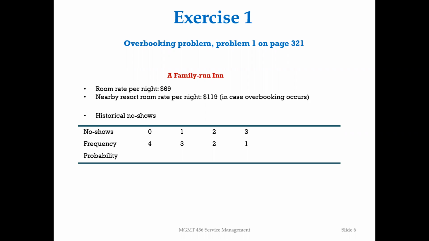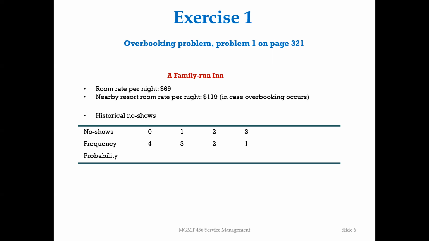Again, it's a hotel. It's a family-run hotel, and the room rate per night is $69. A nearby resort's room rate per night is $119. When a customer books a room, they pay $69. In case of overbooking, we are going to walk the overbooked customer to a nearby hotel. The hotel is going to pay $119 to accommodate the customer. In other words, in case of overbooking, the hotel will lose money.